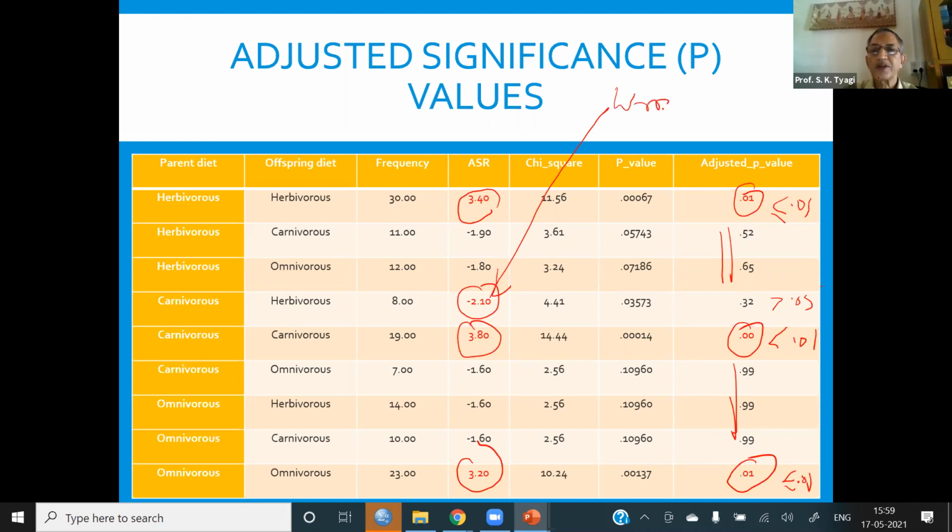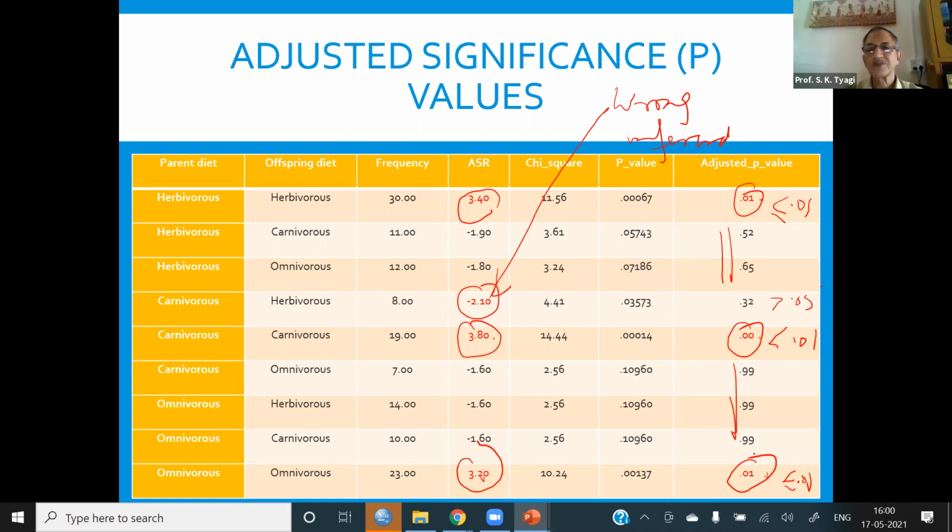This would have been a wrong inference if we did not adjust the p-values, or if we did not adjust for alpha inflation. There would have been 4 tests giving significant results. But after making the necessary adjustment, we have just 3 tests giving significant results. This is the advantage of making Bonferroni adjustment. Whenever there is more than one test, we make adjustments.